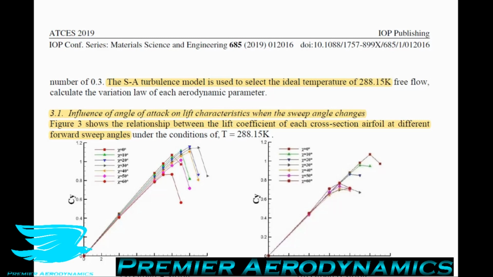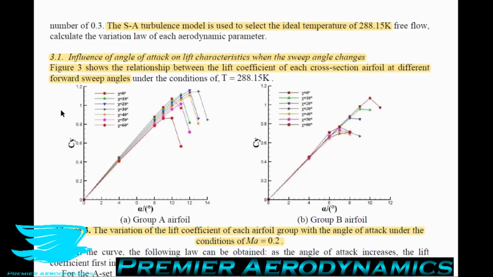So let's get back to these results now from their CFD in figure 3. They have the variation of the lift coefficient of each airfoil group with the angle of attack under a Mach number of 0.2. Now, while I mention Mach number, we'll cover a little bit later how this affects the performance. But let's just continue now thinking about the lift coefficient.